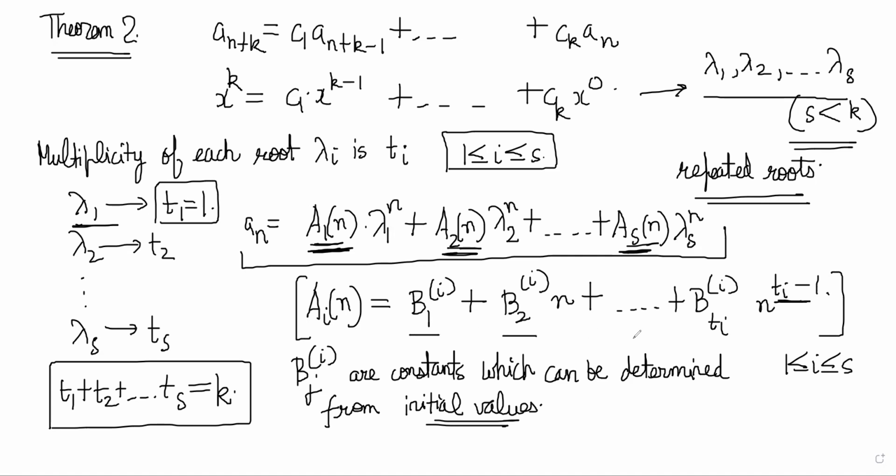So this sequence is constructed. I will just do it on the next screen. Suppose my characteristic equation, which was this equation, x bar k is equal to c1 x bar k minus 1 plus c2 x bar k minus 2 plus ... plus ck x bar 0.